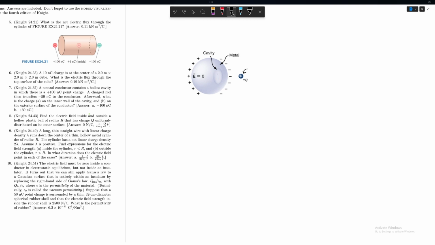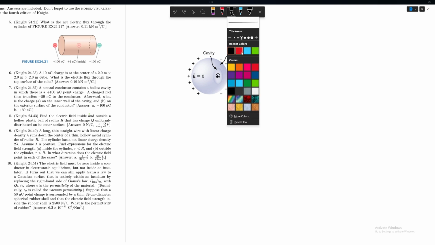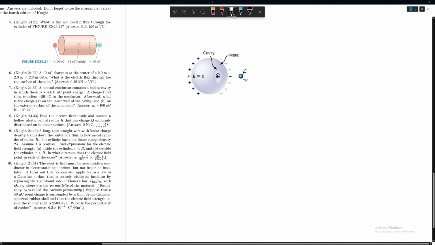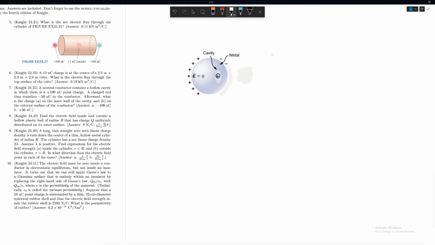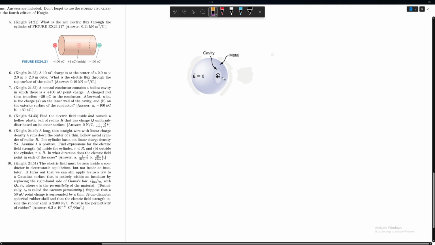But what happens if I put a positive here? So let's get rid of this now. Imagine this is not here. Let me get a little white one and remove this stuff. Imagine these are not here anymore. So this is neutral, assuming I don't even have this. So this is now a neutral ball, right?